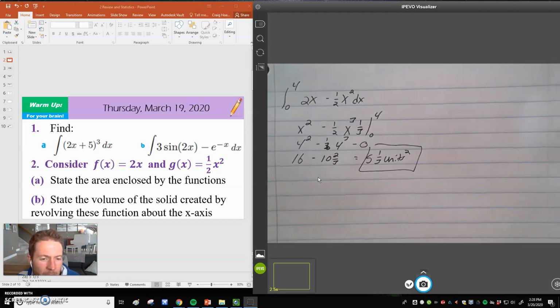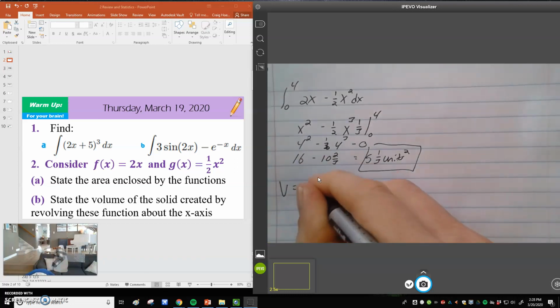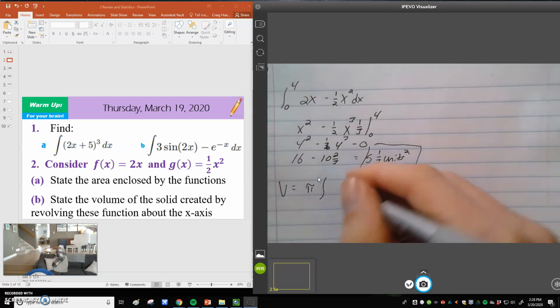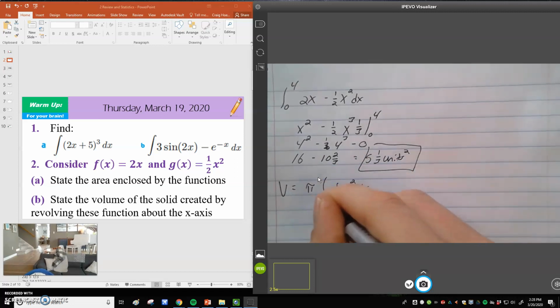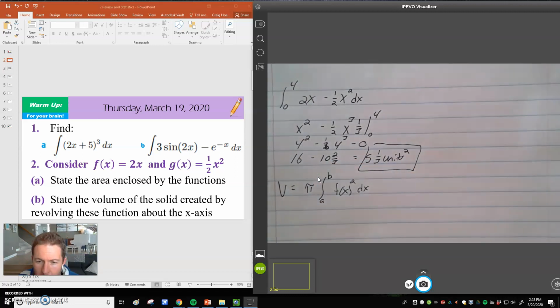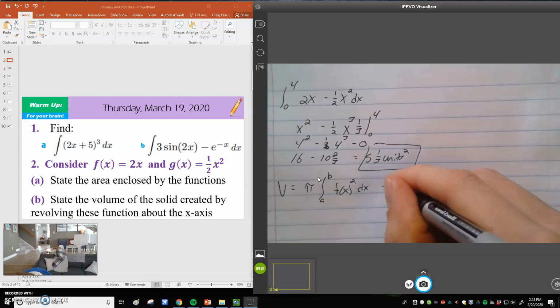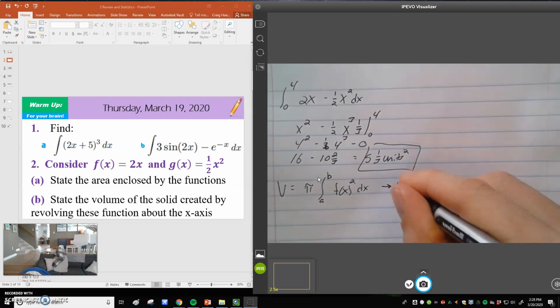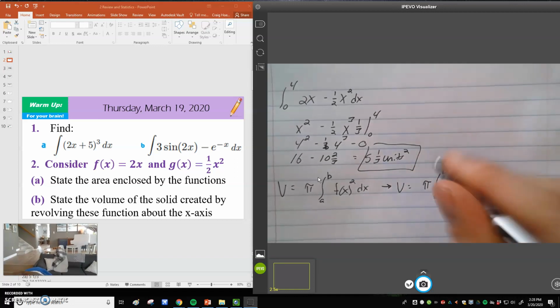Now state the volume of the solid created by revolving these functions about the x-axis. All right, so for revolving, remember the big volume equation is pi multiplied by the integral of our function squared between our bounds. Now, for one like this that has an upper bound and a lower bound, it's a slightly different but similar equation. The volume is pi times the integral between our bounds, which I'll fill in right in a second.